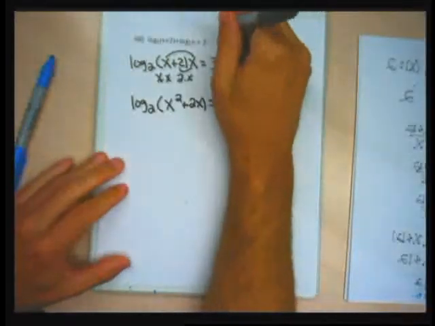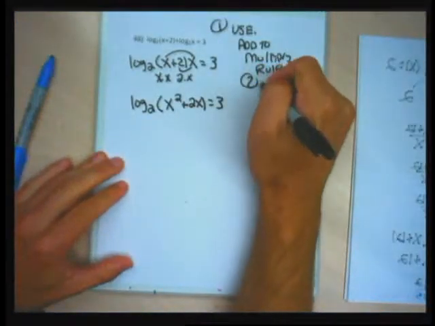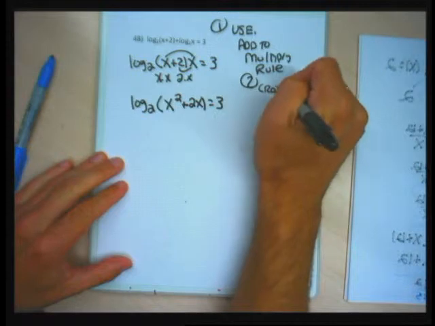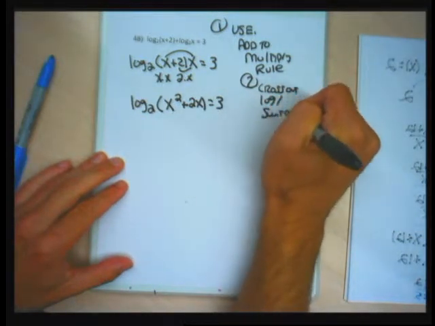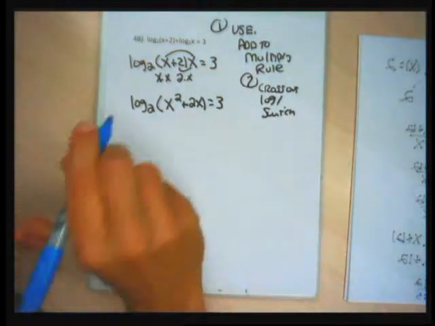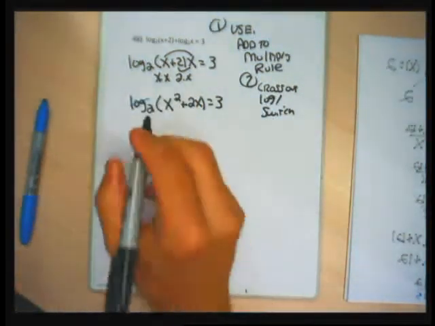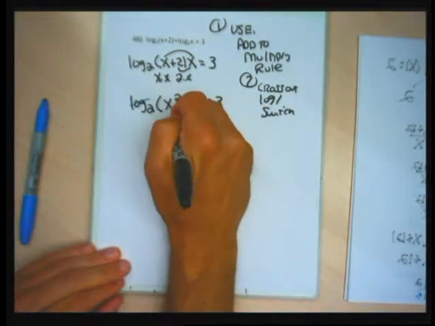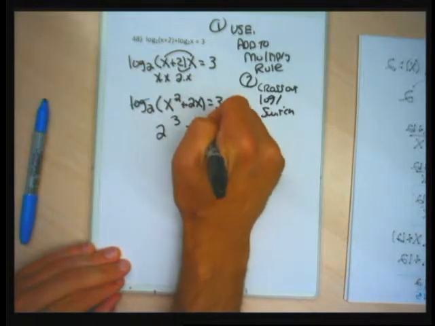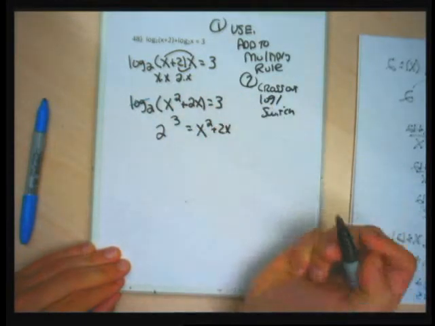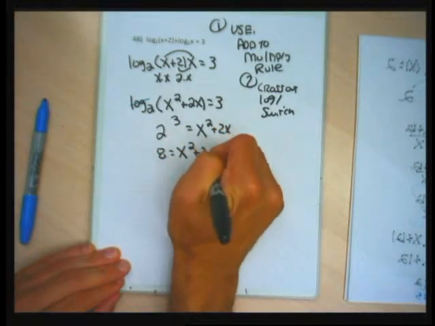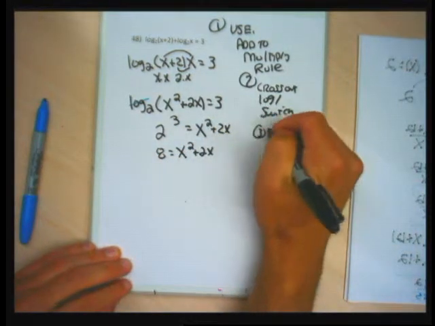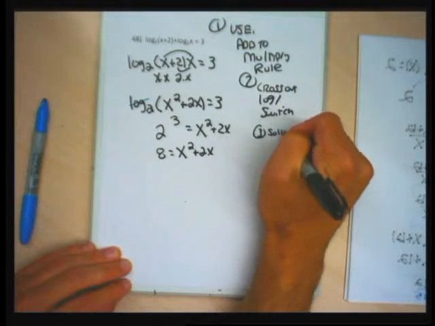So step 1, step 2, cross out the log and switch. So cross out the log. I'm going to leave the 2 low. I'm going to switch the 3 and the x squared plus 2x. This gives me 8 equals x squared plus 2x. My writing is really deteriorating.